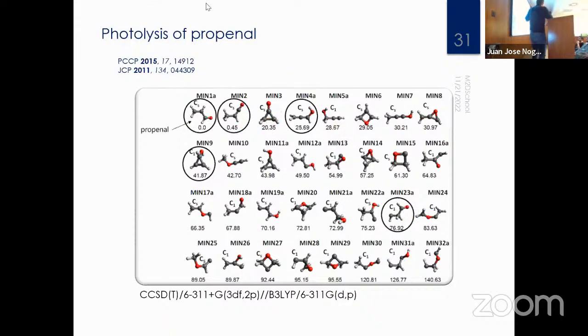Okay? And this does not include the sampling of the conformational space. If you include the conformers, you get something like 70 structures. So I guess if I look at some of them, like minimum 3 and then 5, 6, 7, etc., they are low energy structures. Depending on the experiments, they could be important.